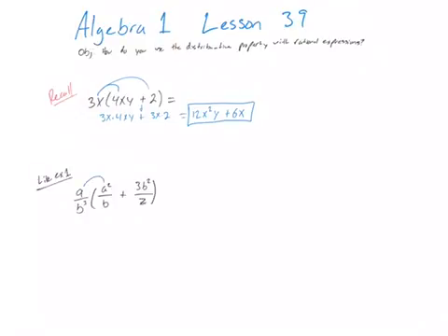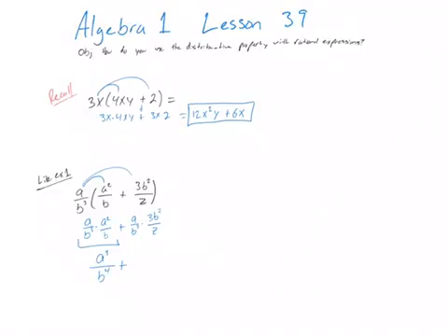This times this. So it's going to be a over b cubed times a squared over b, plus a over b cubed times 3b squared over z. Okay, I've just set that into each of those. Now, of course, we don't want to leave it like that. We want to simplify as much as we can. This first term here, a times a squared, is going to give me a cubed. B cubed times b is going to give me b to the 4th.